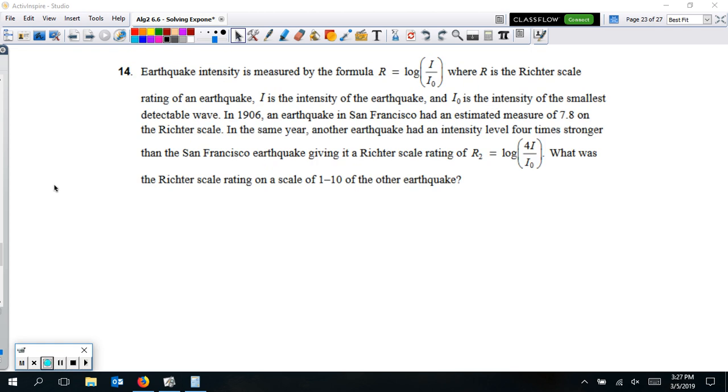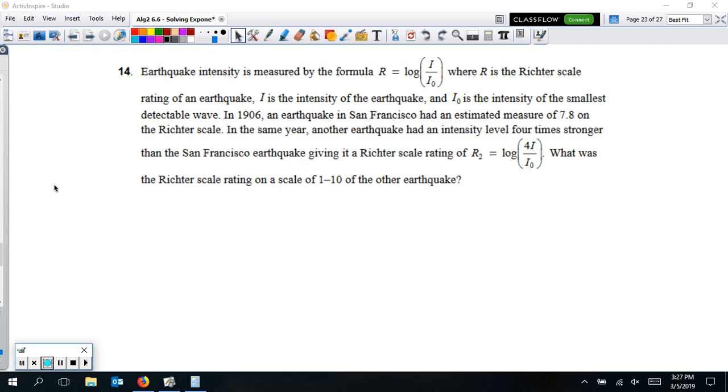Okay, number 14, our last problem for the lesson. It says an earthquake intensity is measured by the formula R equals log of I over I of 0, where I stands for intensity. So I of 0 is like the initial intensity, or the smallest intensity you can think of. R is the Richter scale rating of an earthquake, I is the intensity of the earthquake, and I of 0 is the intensity of the smallest detectable wave.